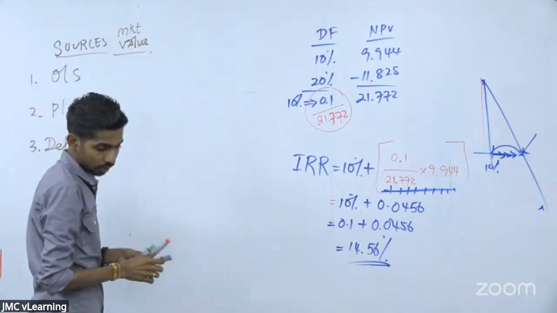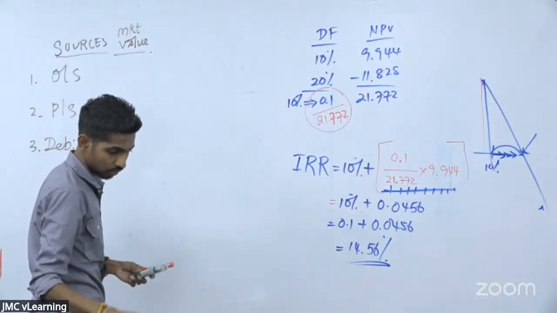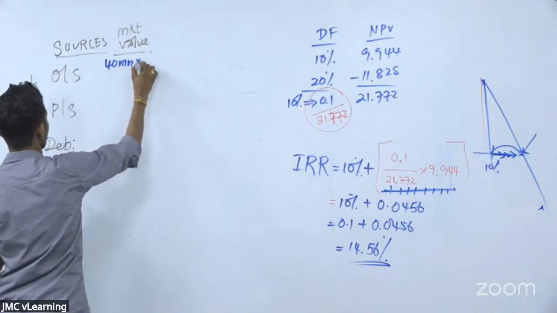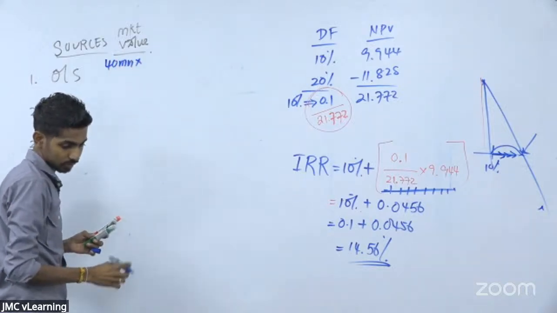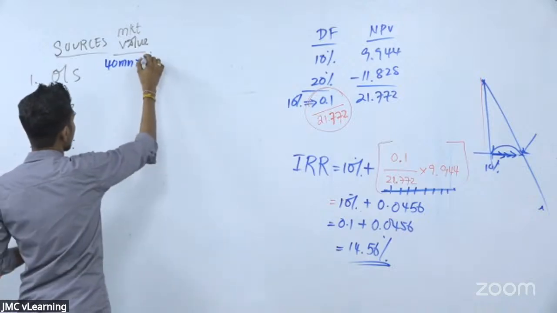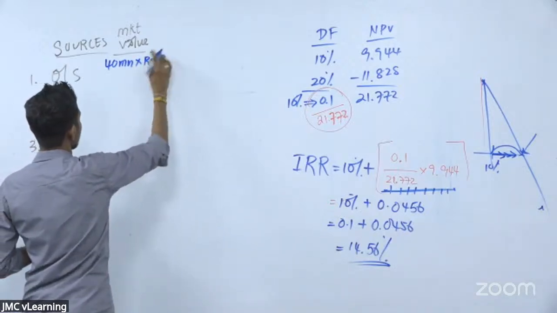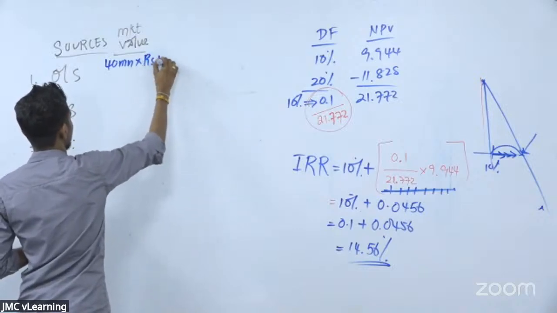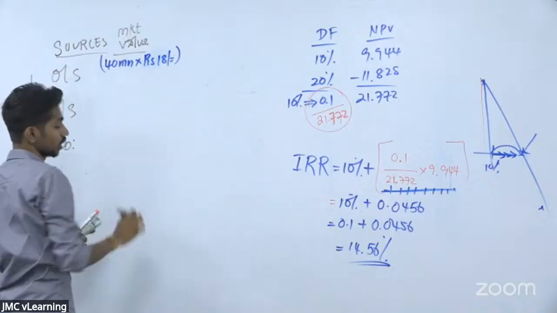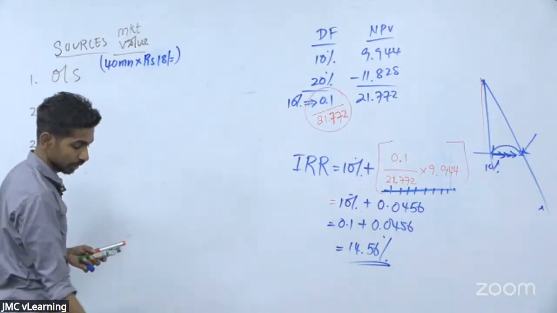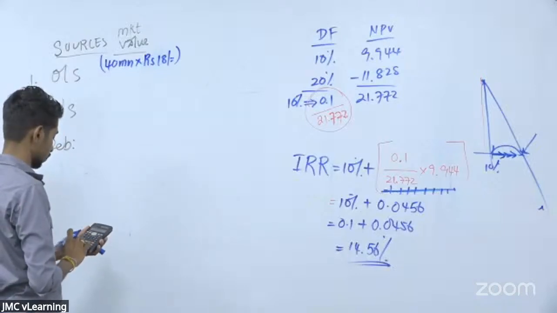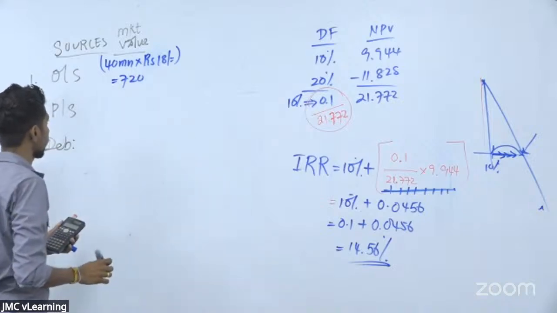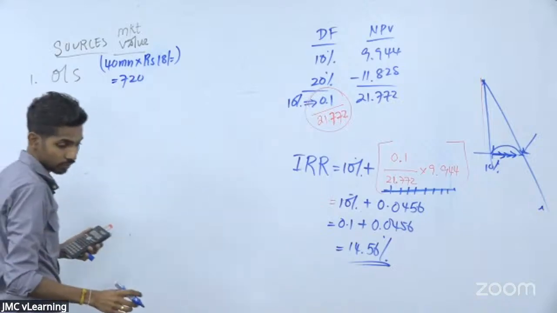How do we get the market value? How many ordinary shares? Ordinary shares is 40 million. What is the market price? P0 is how much? Rupees 18. Then multiply the 40 million by 18 rupees, that is 720 million.